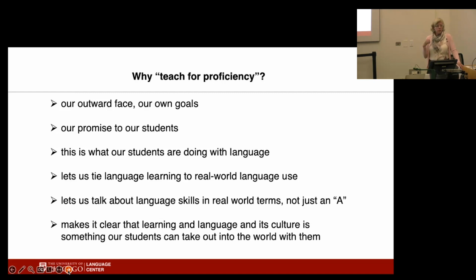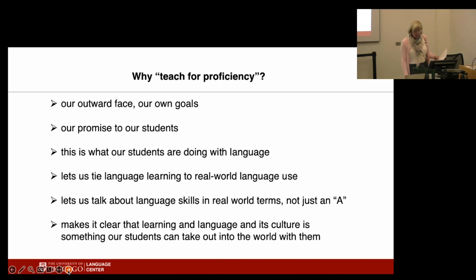And also, if you're using proficiency outcomes, you can talk to them about what they can do with language at the end of a year of instruction. I could say to my German students, if you take a year of German, you can function. When you go over to Germany, you can function as a tourist. You can get around, you can talk to people, ask questions, and do what you need to do. I could tell them that with some level of confidence and assurance. And it also is making it very clear that learning about another language and culture is something our students will take out into the world with them when they leave us, when they leave our classrooms.